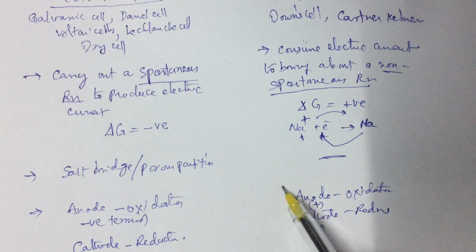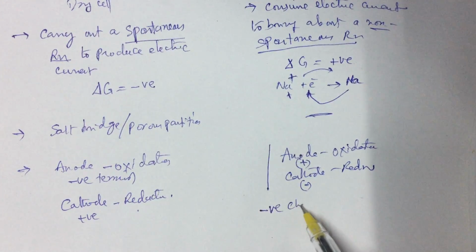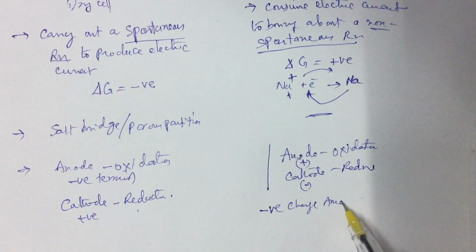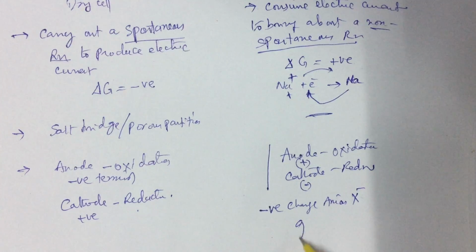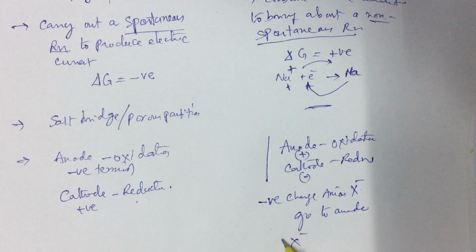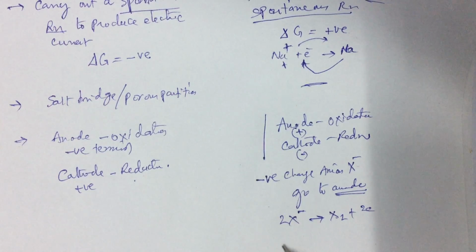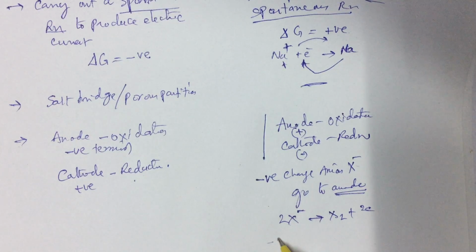Notice that in an electrolytic cell, the negatively charged anions like X minus go to the anode, and they tend to lose electrons, thereby undergoing oxidation. The X minus ion goes only to a positive terminal. Therefore, here the anode is a positive terminal. Similarly, here the cathode is a negative terminal.